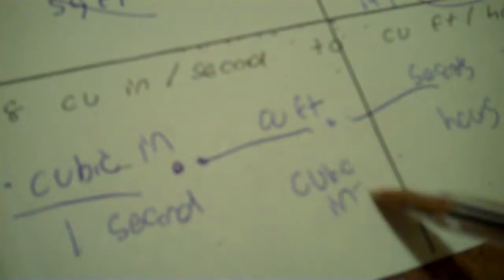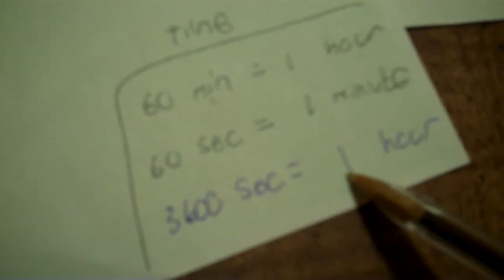Cubic feet, cubic inches. That's regular units, linear units. That's square units. Here's your cubic units. Cubic feet, cubic inches. 1 cubic foot is 1,728 cubic inches. So 1 goes next to cubic feet. 1728 goes next to cubic inches. Seconds and hours. 3,600 seconds equals 1 hour. So 3,600 goes next to seconds, and 1 goes next to hours.